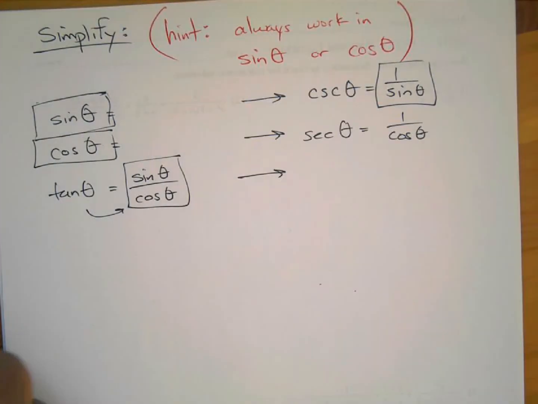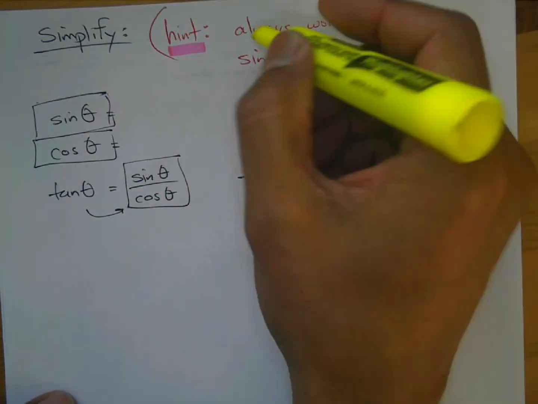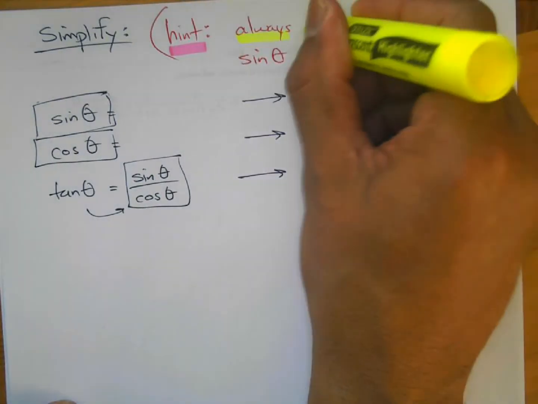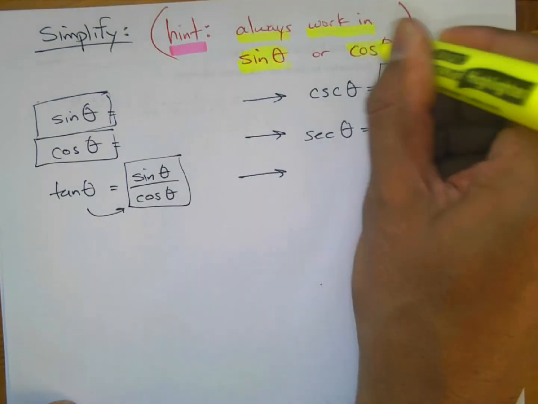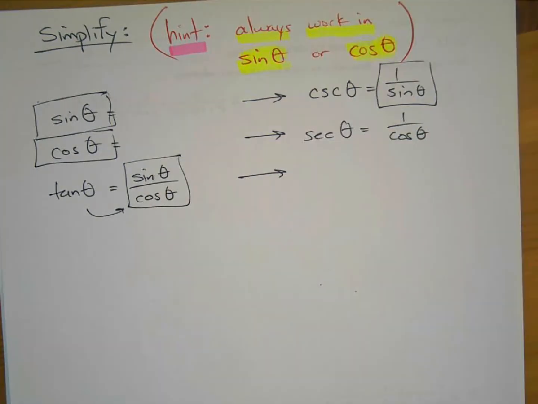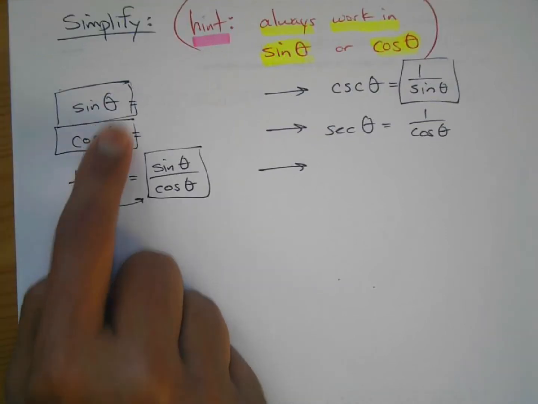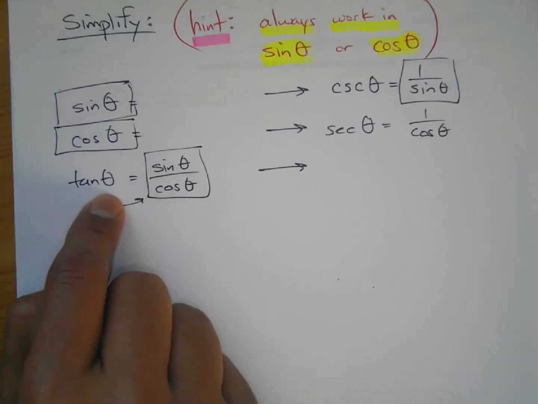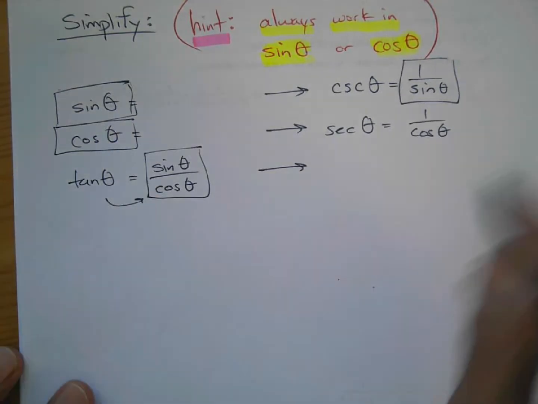I always want to work in sine and cosine. Hint: always work, convert, or change everything to sine or cosine. So remember the first three, SOHCAHTOA: sine, cosine, tangent. The first two are already sine and cosine, leave them. And if we see a tangent, it's sine over cosine.